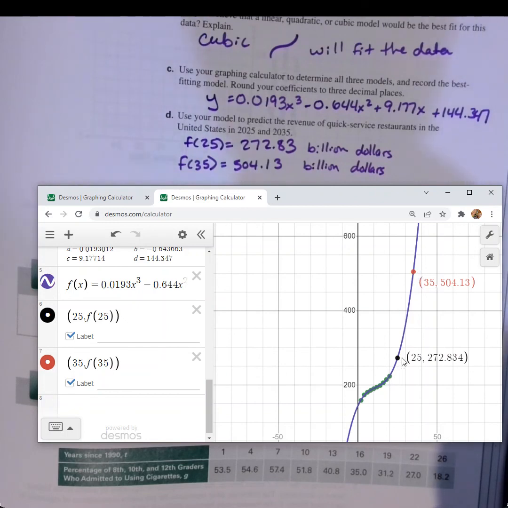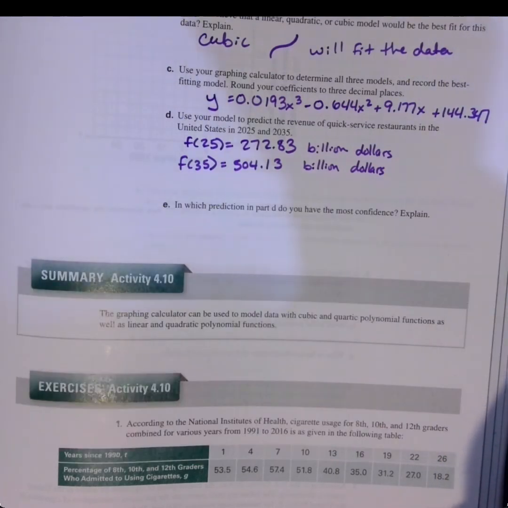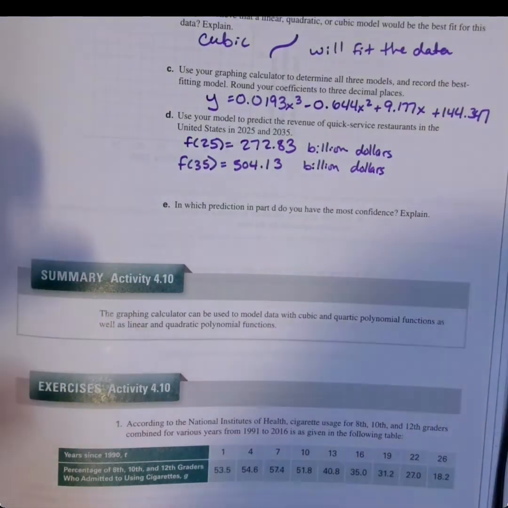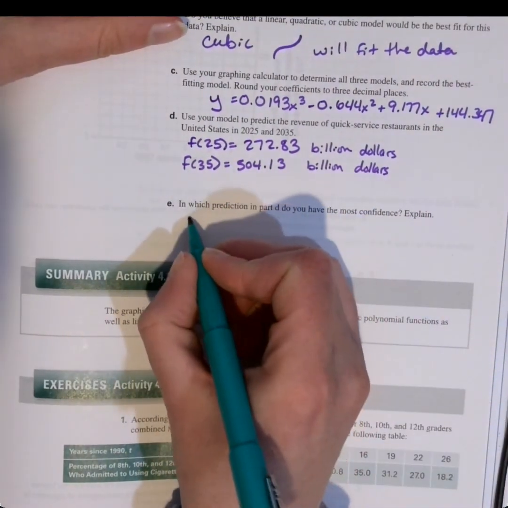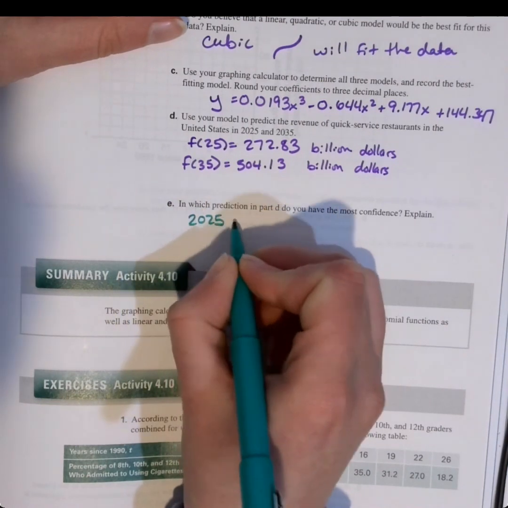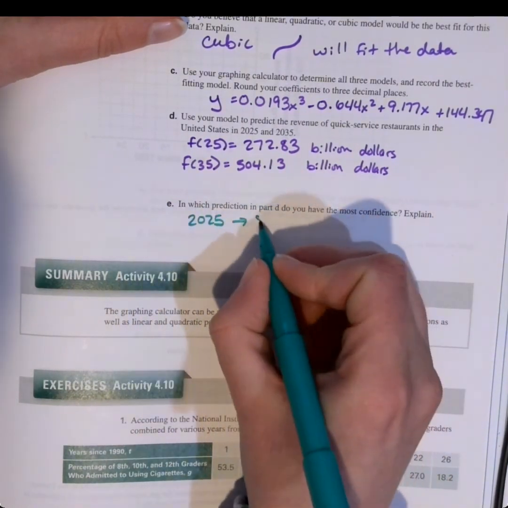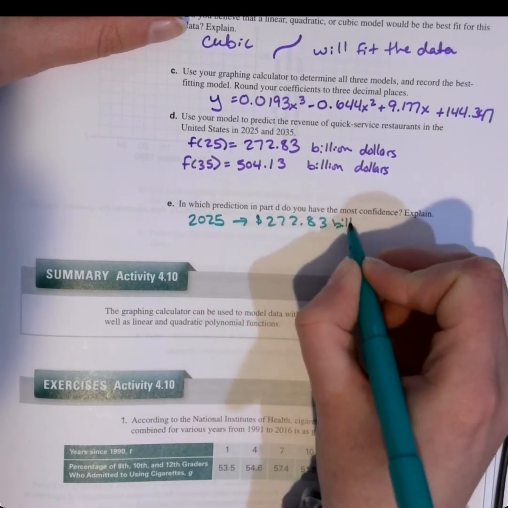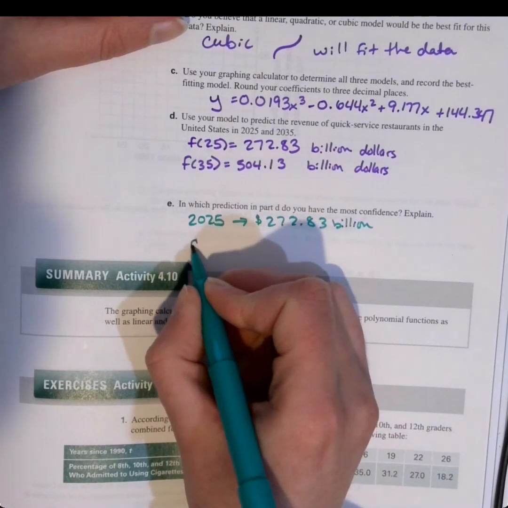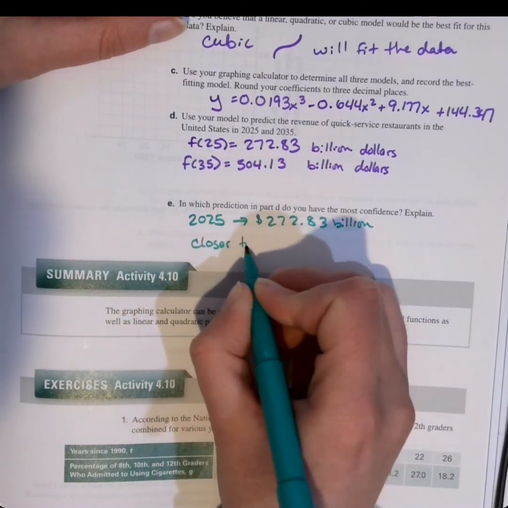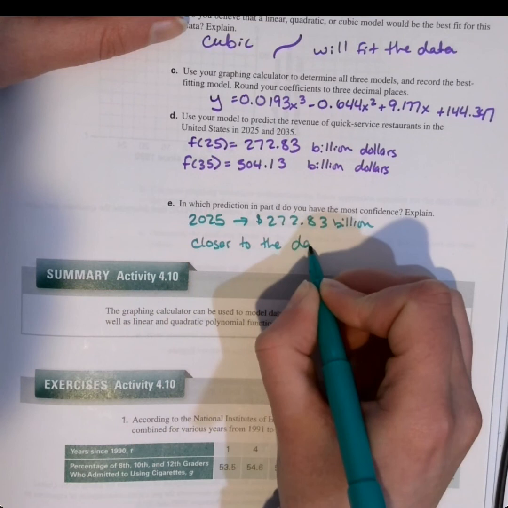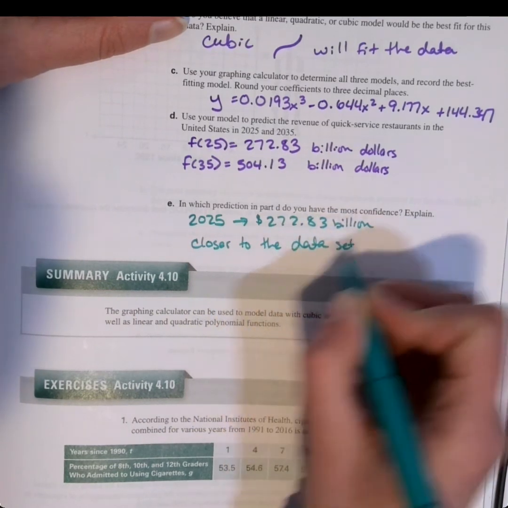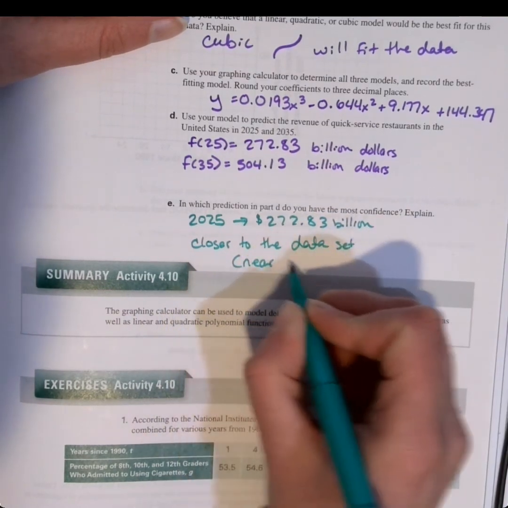They're both extrapolation, but this one's a further extrapolation, and the further away you are from the data set, the less reliable. So if I have to pick one of these that I have the more confidence in, it's going to be the first one. So we have the more confidence in the 2025 prediction of the 272.83 billion because it is closer to the data set. It's still extrapolation, it's just the near extrapolation versus the far extrapolation.